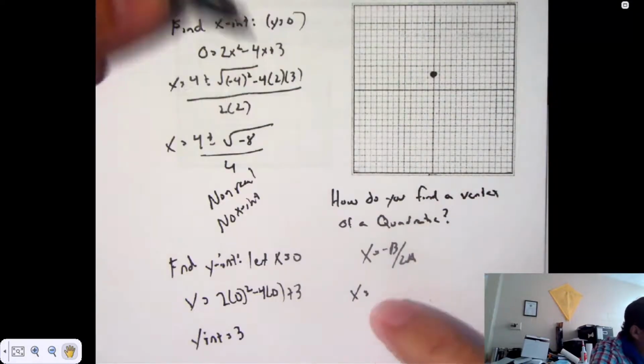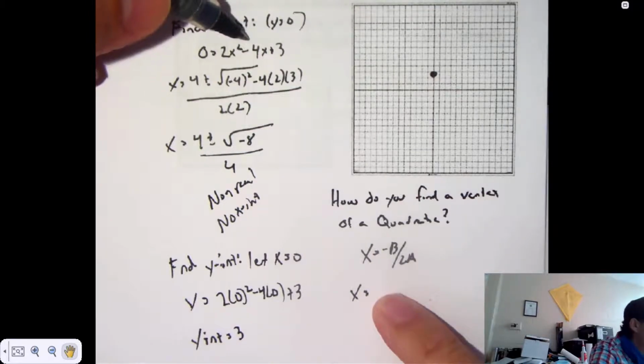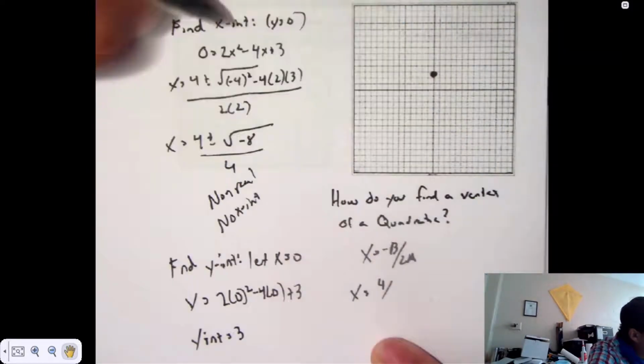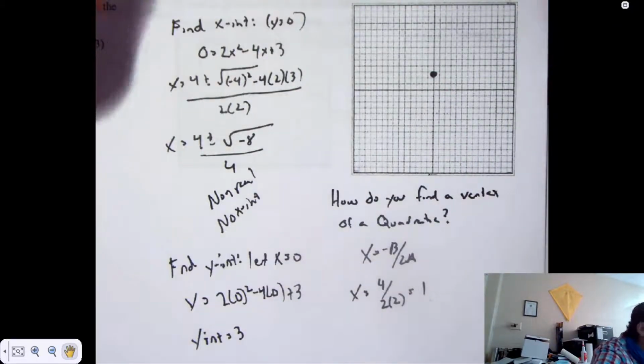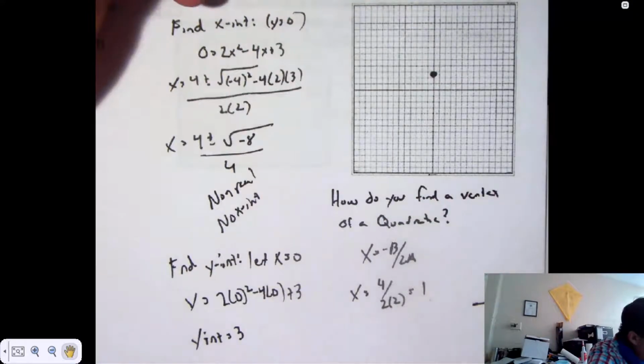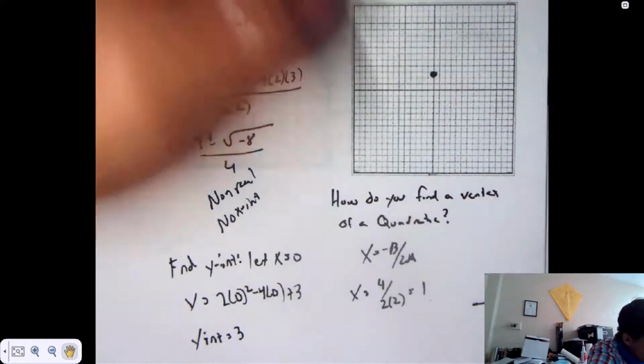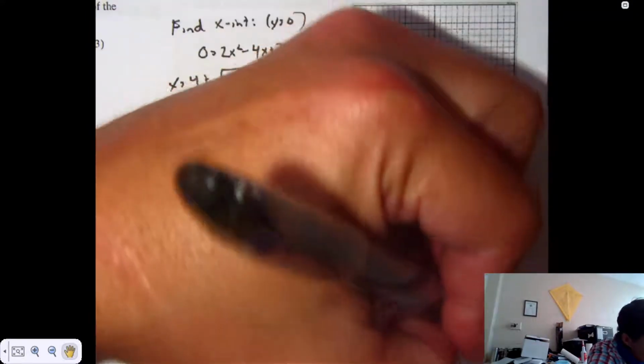All right, so x would be opposite b. B is a negative 4, so opposite is a positive 4, sitting over twice a, 2. That's a 1 when everything's said and done, isn't it? All right, I'm going to make a table based on what we got here. We found a y-intercept at 0, 3. We've got an x coordinate of the vertex at 1.